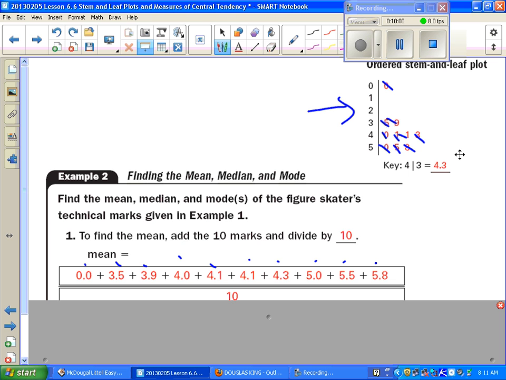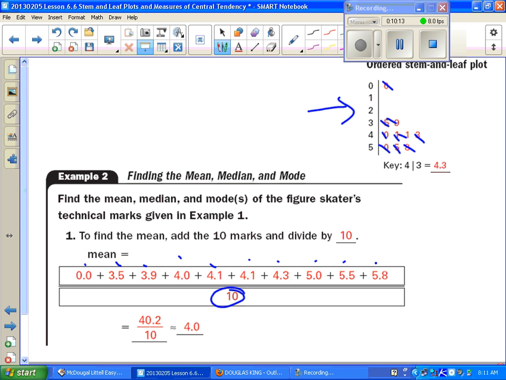Where people make mistakes with this is they either use one twice or they forget one out of it. So make little marks so you don't make a mistake. There are 10 scores, and that's why you divide by 10 right here. When you divide 40.2 by 10, you get approximately, notice the little wavy equal signs mean approximately, 4.0. It would be 4.02 if you did it exactly, but approximately a 4.0 score. Again, mean means the average: add them all up, and divide by 10 in this case since there are 10 numbers.